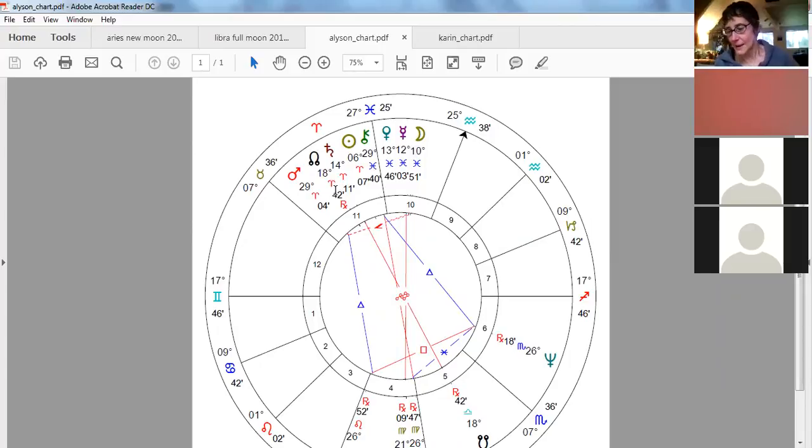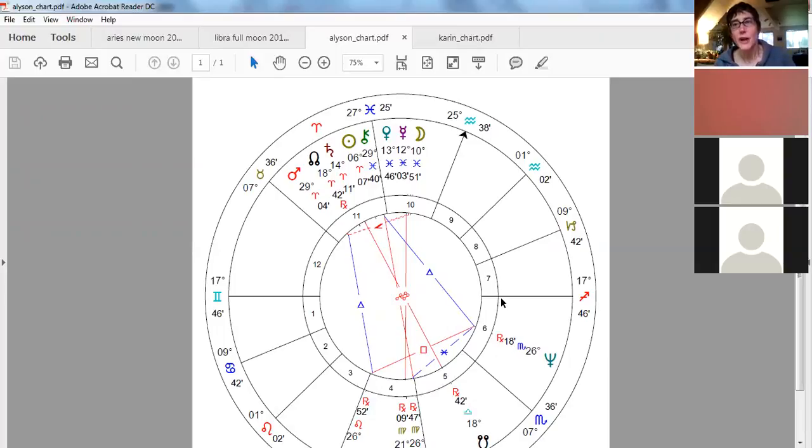Okay. And the houses, which of course we'll be really spending time with today, the houses represent different areas of life or different arenas of experience. We can also think of them as phases of development. And the houses are, of course, the pieces of the pie.